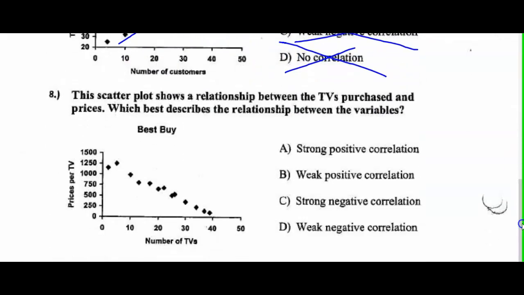And the last one says, the scatter plot shows a relationship between the TVs purchased and prices. Which best describes this? Well, these points are going down, so that has to be negative. So we're going to get rid of the positive ones. And is it strong or weak? This one is strong because they are tightly together.